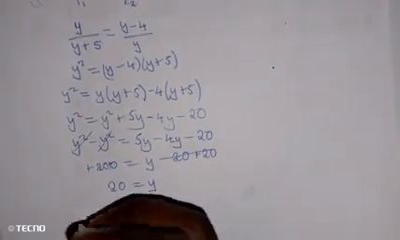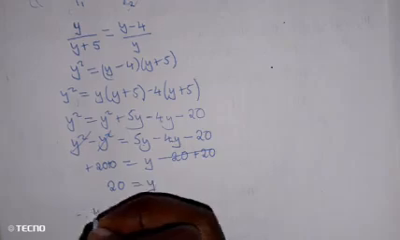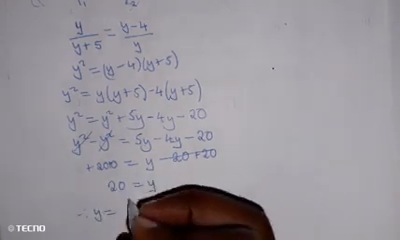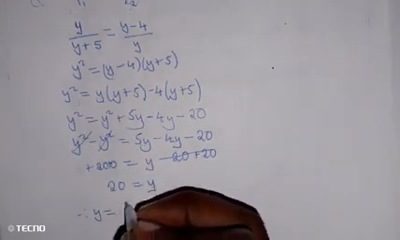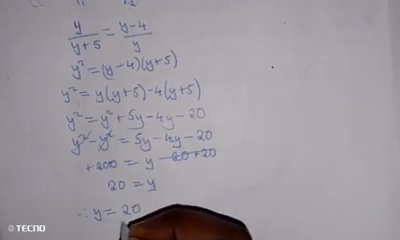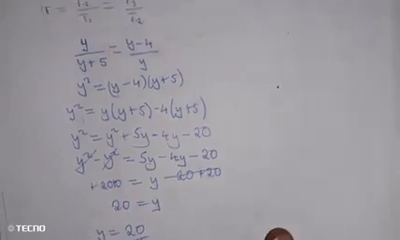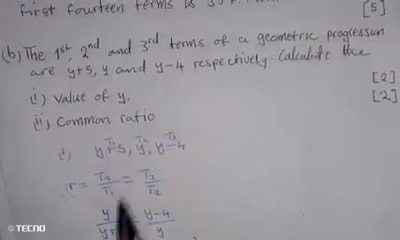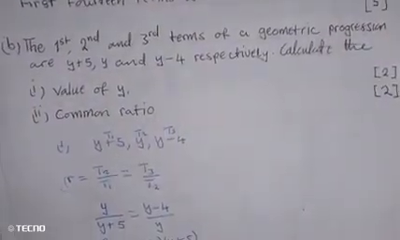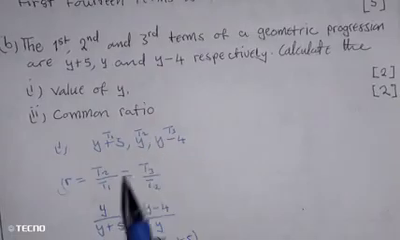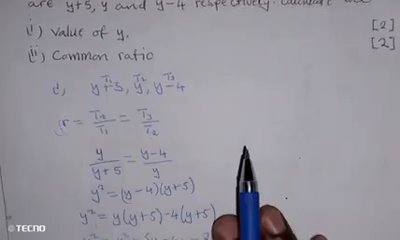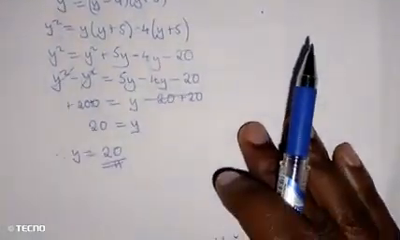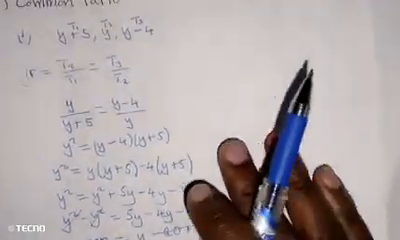So here, if you want, you can say y is equal to 20. This is the value of y, 2 marks. Okay, as you can see, this one is very simple, and you get 2 marks. So this is how we have found the value of y.